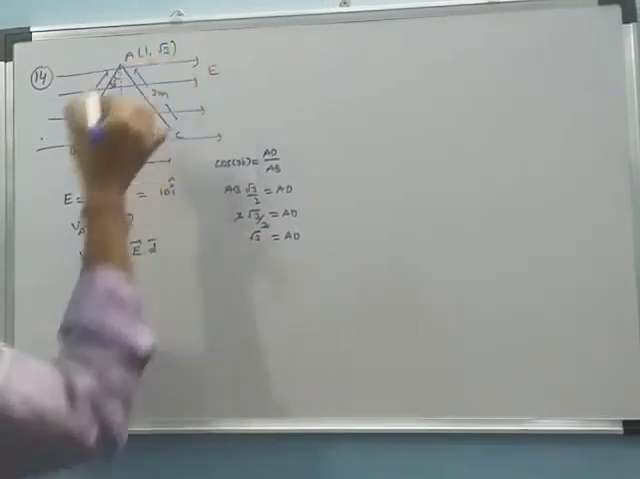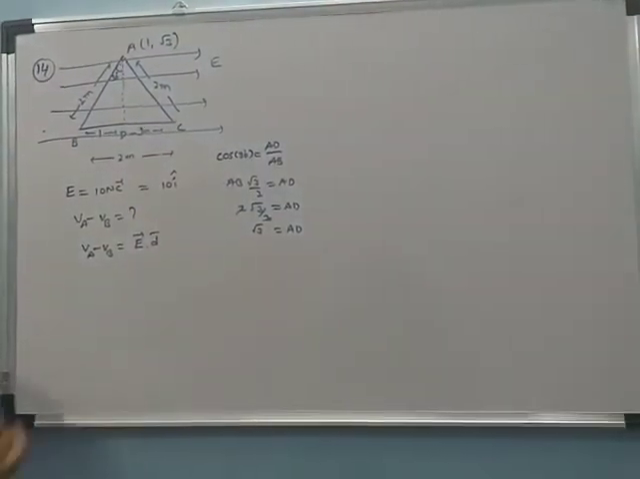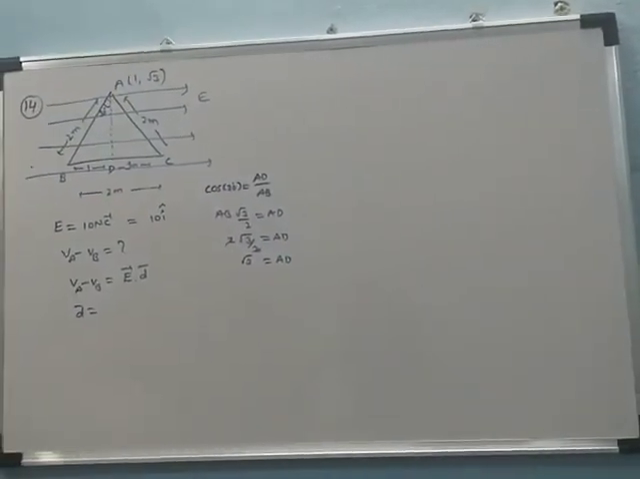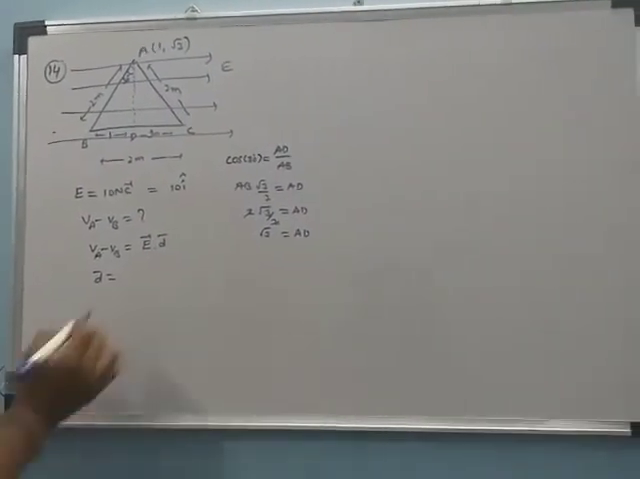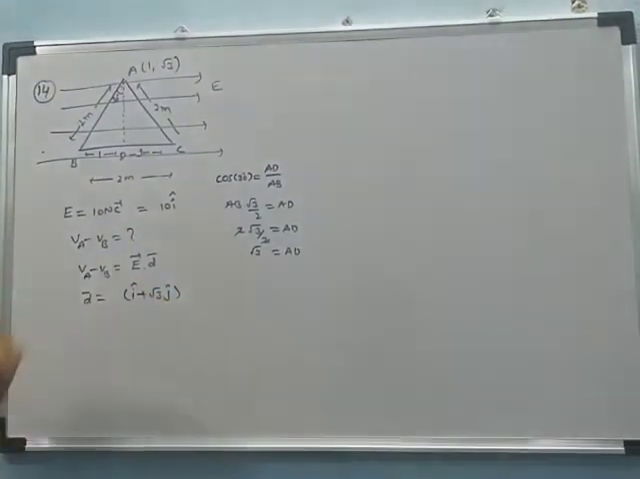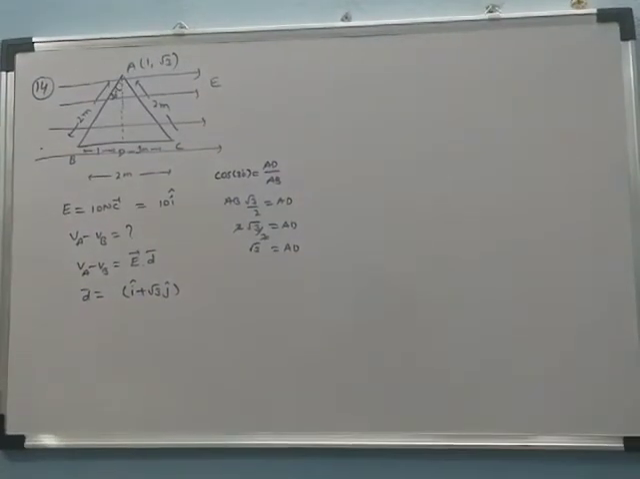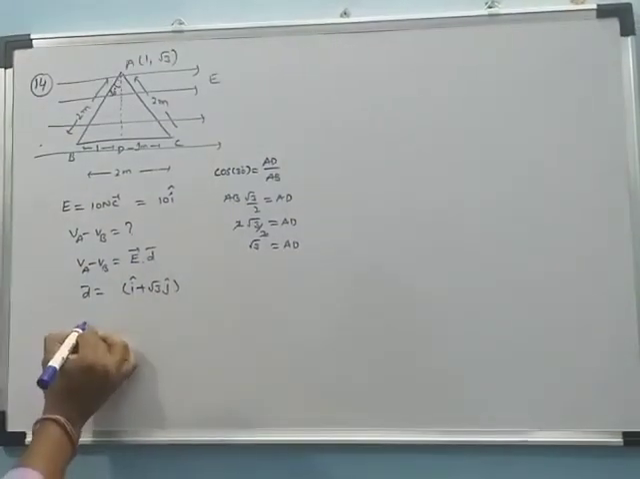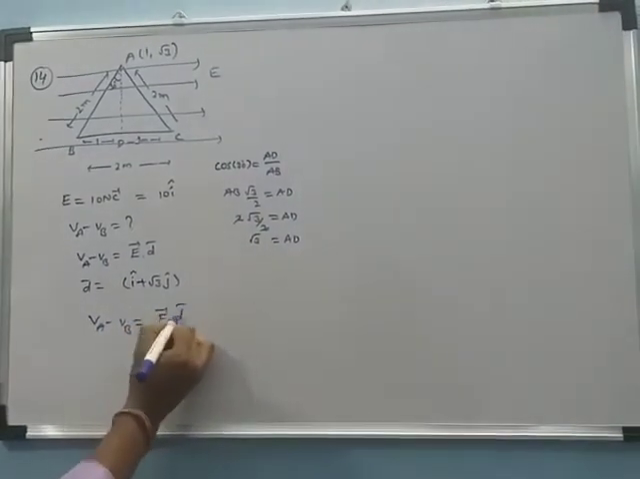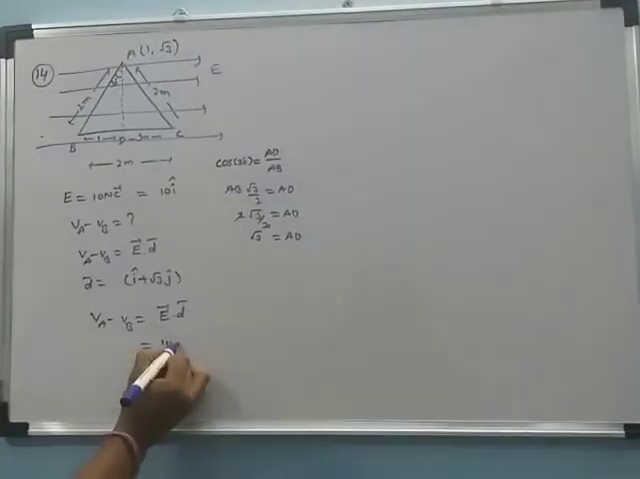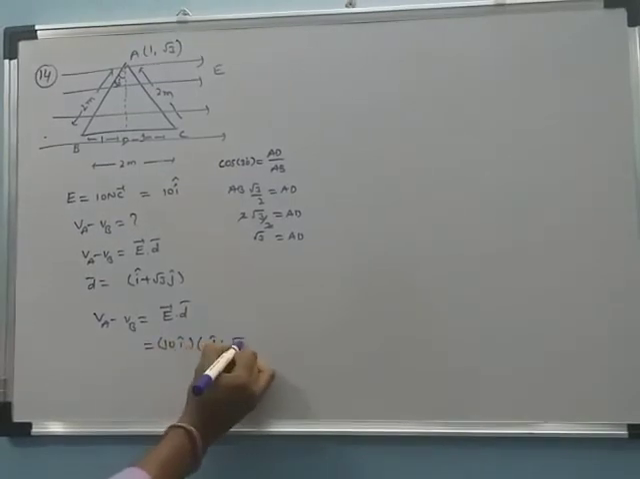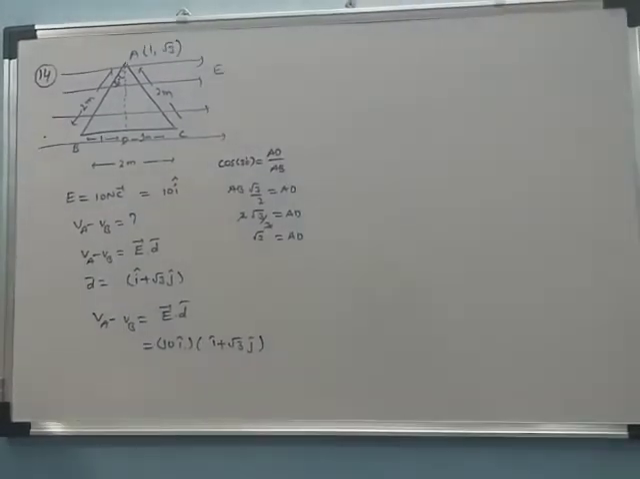Now this point is (1, root 3). The distance d bar is equal to i cap plus root 3 into j cap. Then we can find the potential difference. VA minus VB is equal to E bar dot d bar. E bar is 10 i cap, dot d bar, and d bar is i cap plus root 3 j cap.